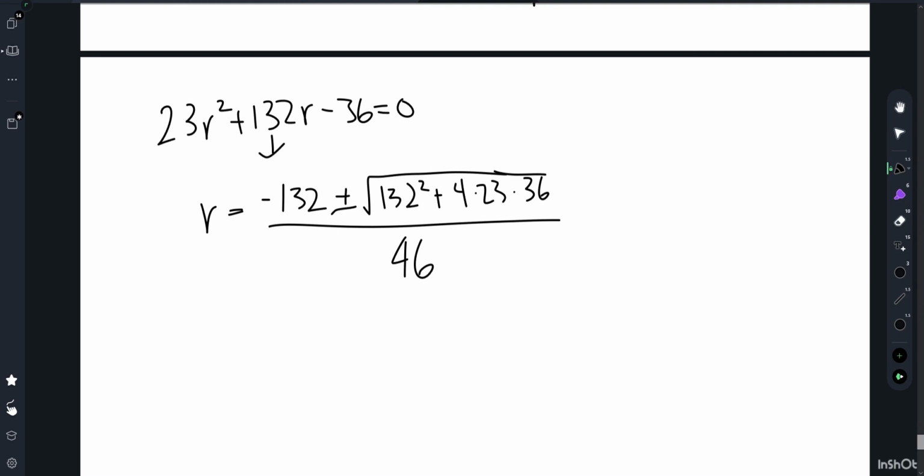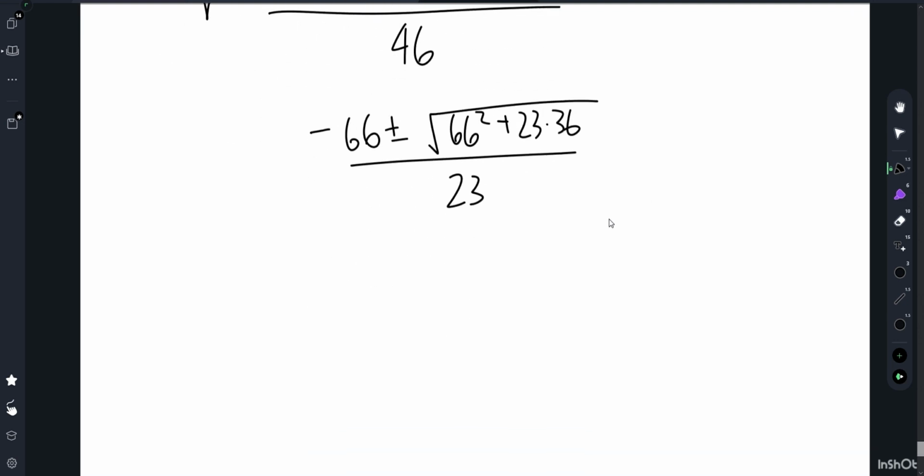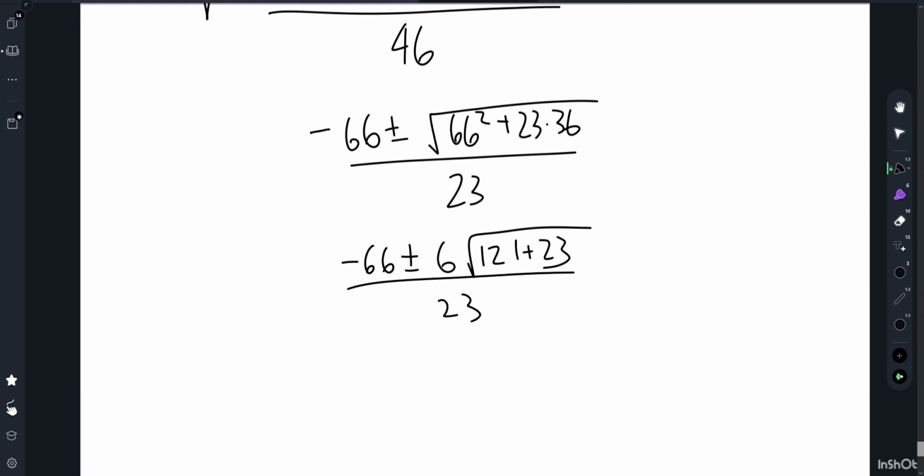And also we have plus or minus here. So now let's first factor out 4, and that turns into negative 66 plus or minus the square root of 66 squared plus 23 times 36, all over 23. Now let's factor out 6. This is negative 66 plus or minus 6 root of 121 plus 23, all over 23. This is just 12, since 121 plus 23 is 144, which is 12 squared. This is negative 66 plus or minus 72 all over 23. And obviously this can't be negative, so this is 6/23.